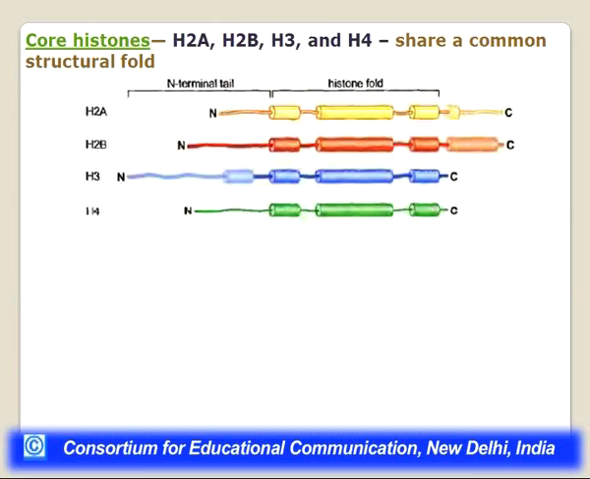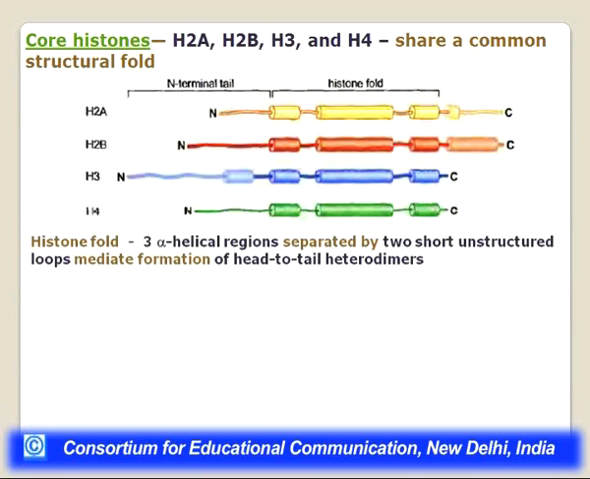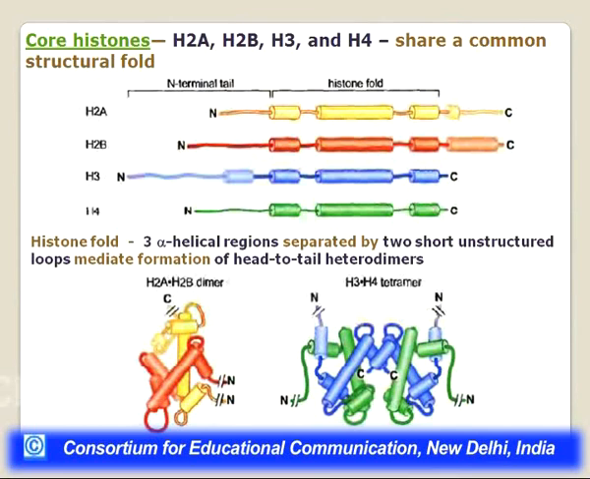The core histones are H2A, H2B, H3 and H4, and they share a common structural fold. As you can see, there are alpha helices present. There is an N-terminal chain and a C-terminal, and in all 4 core histone proteins, there are 3 alpha helical regions separated by 2 short unstructured loops that mediate the formation of head to tail heterodimers. So these core histone proteins exist as dimers.